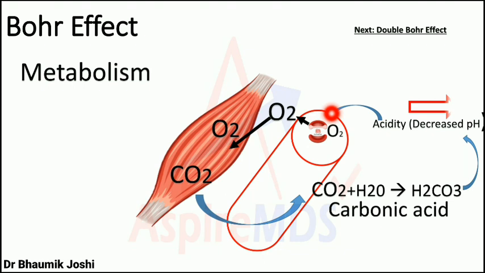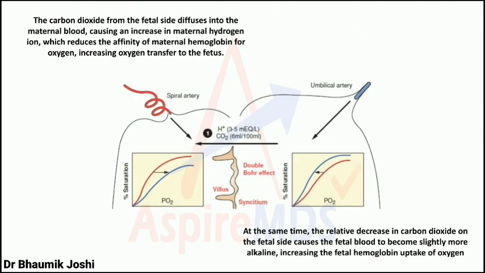This process is known as Bohr effect, which shows that with increase in the carbon dioxide pressure and increase in the acidity, there will be dissociation of the oxygen from the oxyhemoglobin. What is double Bohr effect? The double Bohr effect you see in the fetus. Here what happens is that the carbon dioxide from the fetal side, this is the fetal side and this is the mother side, will diffuse into the maternal blood. This is the normal Bohr effect that we already saw, right? So it will cause increase in the maternal hydrogen ion, so it will cause increased acidity. So ultimately more of the oxygen will be dissociated and it will be sent to the fetus.